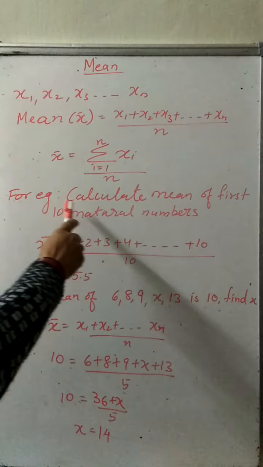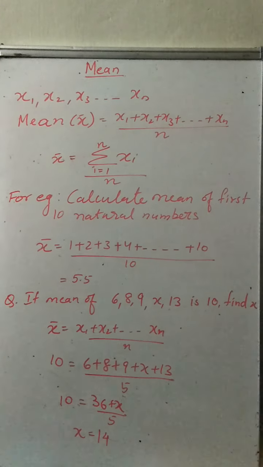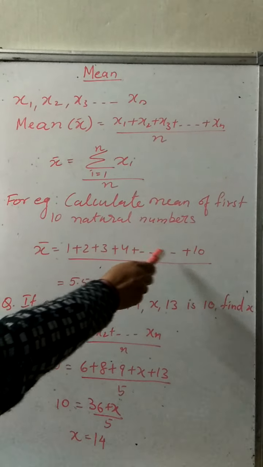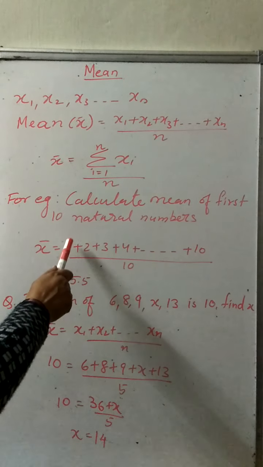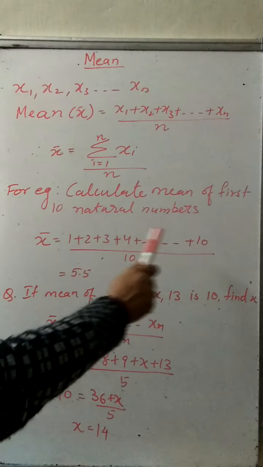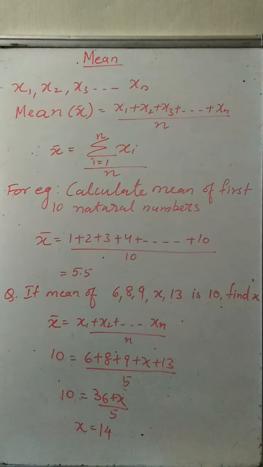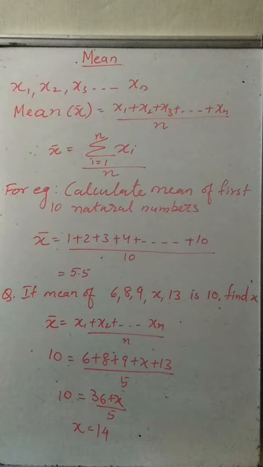Now suppose we calculate the mean of the first 10 natural numbers. You know natural numbers start from 1. So 1 plus 2 plus 3 plus 4 plus 5 up to 10 you have to add. And the number of observations when you count is 10. So you have to divide it by 10. So here is the mean. The mean for the first 10 natural numbers is 5.5.